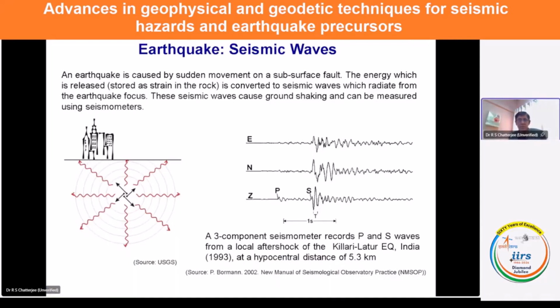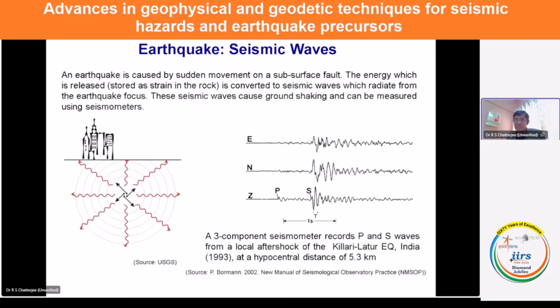So, this earthquake, all of us know what an earthquake is. It is caused by sudden movement of a subsurface fault, and the energy which is released was stored as strain in the rock. When the stress and strain exceeded the limit, this energy is released. It is converted to seismic waves, which I discussed in the morning also. That is the elastic rebound theory.